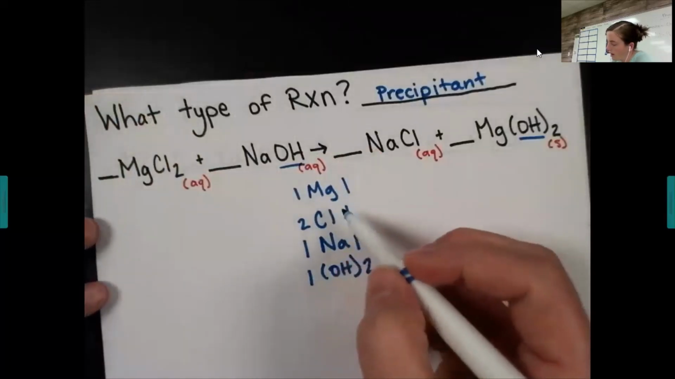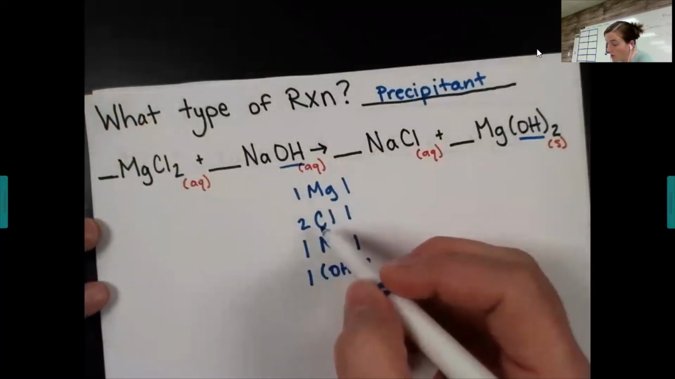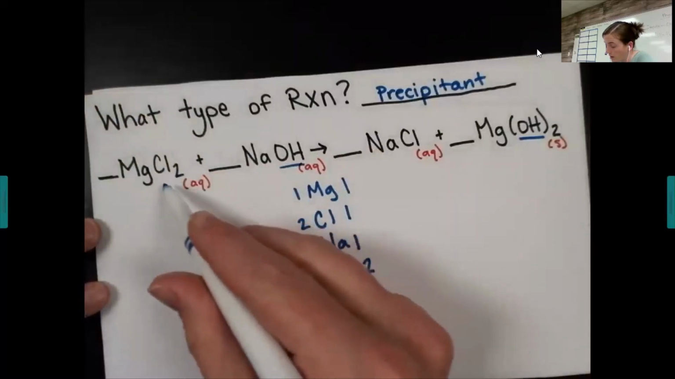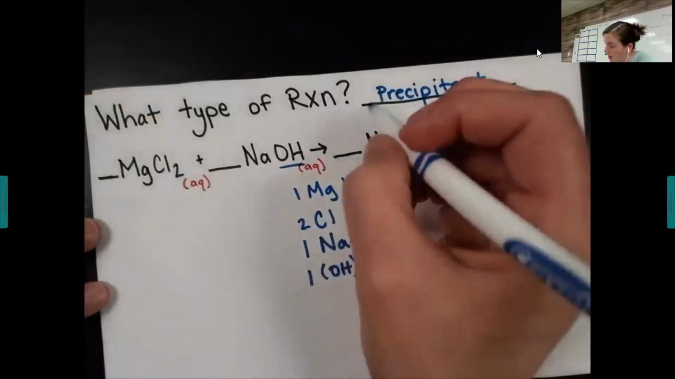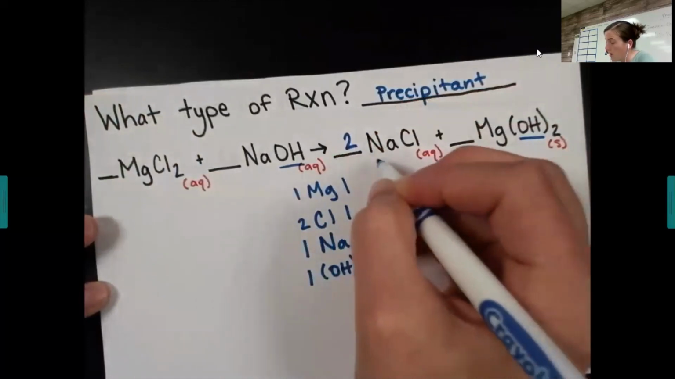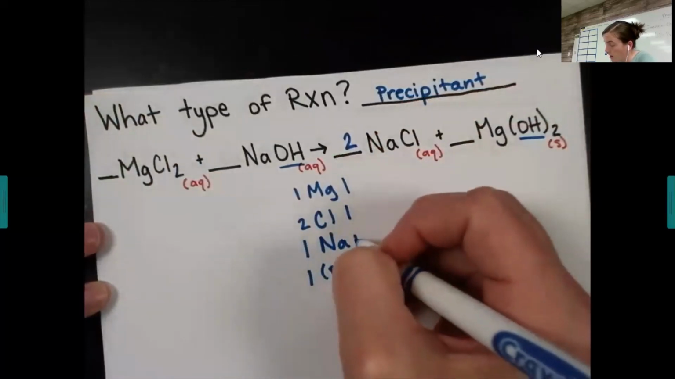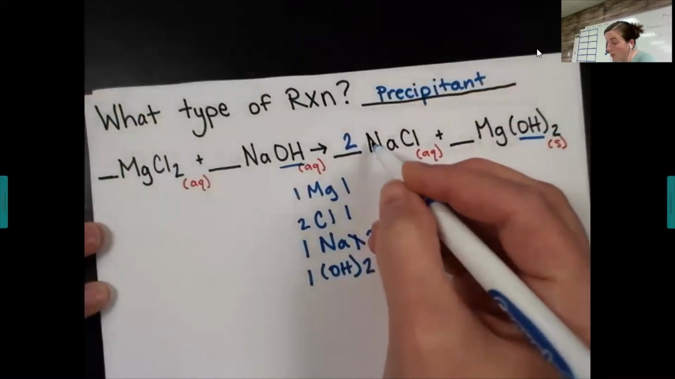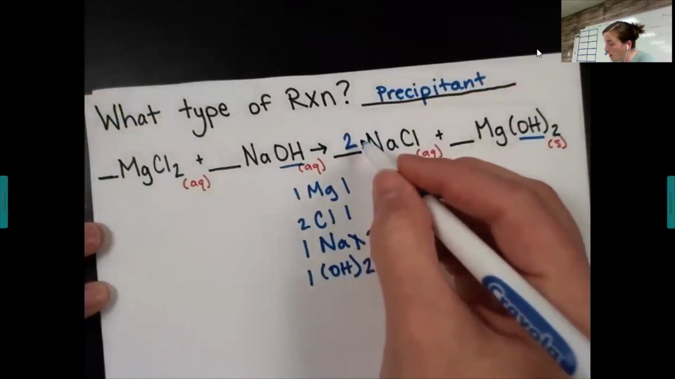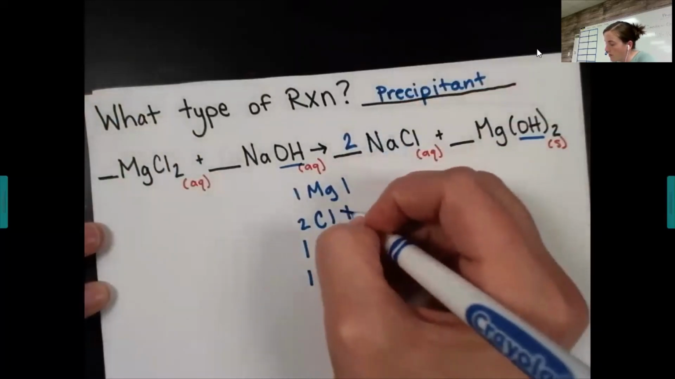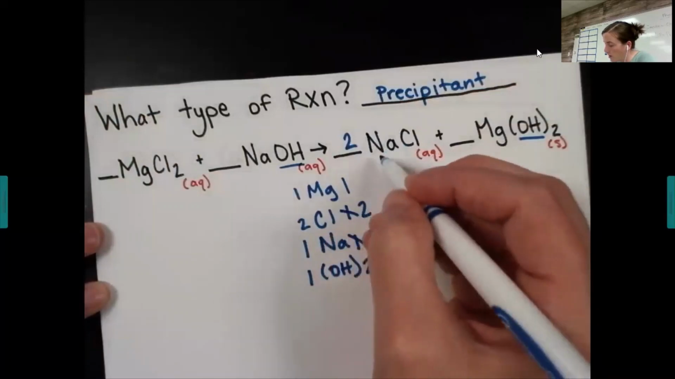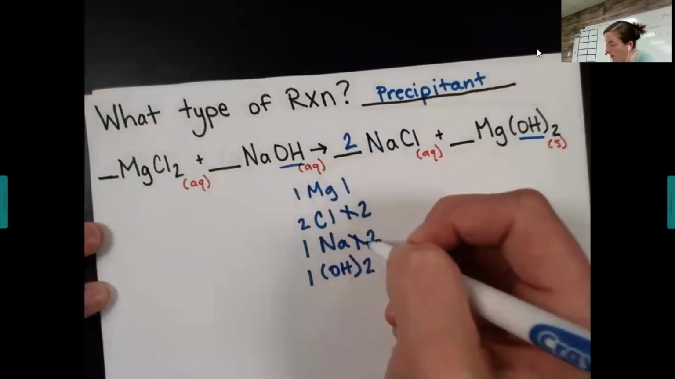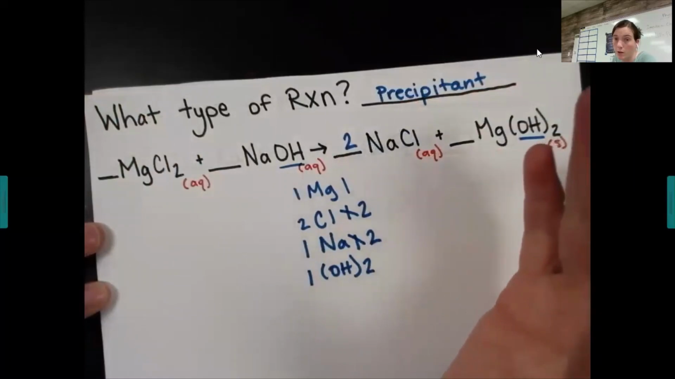Okay, so if I try to balance out my chlorines first, because I have 2 chlorines on the reactant side, then I'm going to put a 2 in front of the NaCl, so that way I have 2 chlorines. When I double my chlorines, I also have 2 sodiums. I apologize for jumping ahead right there.